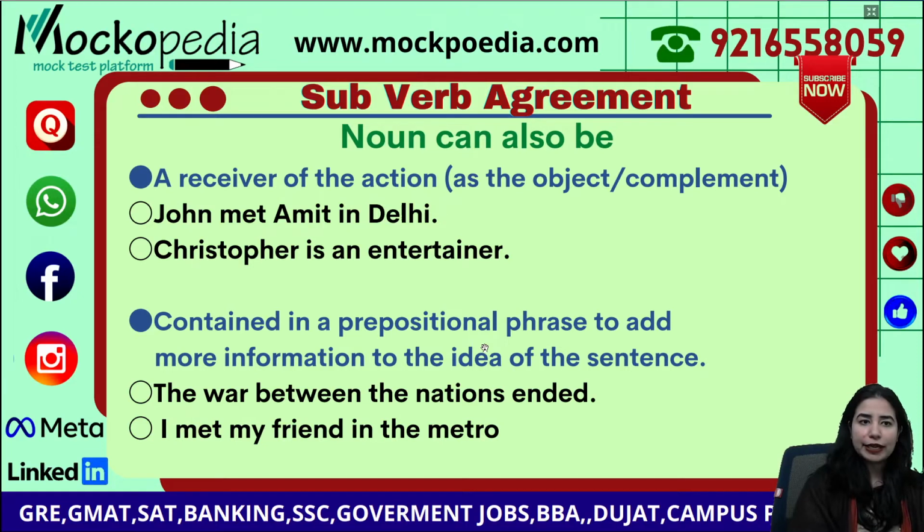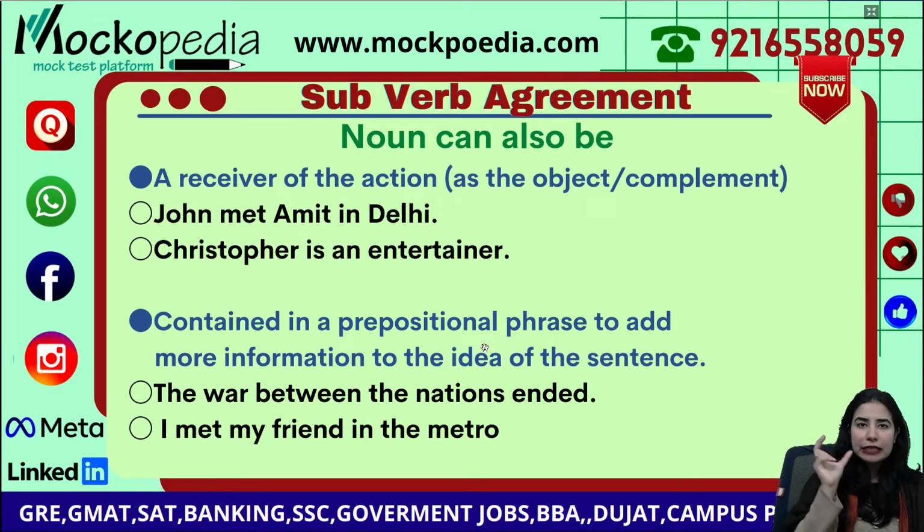Let's consider one more example. Christopher is an entertainer. So Christopher is the subject and entertainer is another noun which is receiving the action in the sentence, hence becomes the object. I hope we are clear with the second usage of the noun where nouns can also act as an object. Now, coming to the third part, nouns can also be a part of a prepositional phrase. Now, this is another interesting term that has come up, but it's very easy. So, let's understand prepositional phrase before we actually dig into the point.